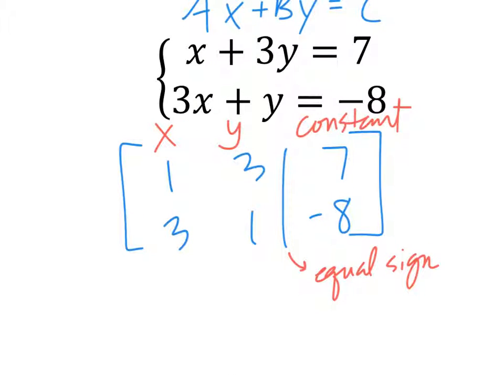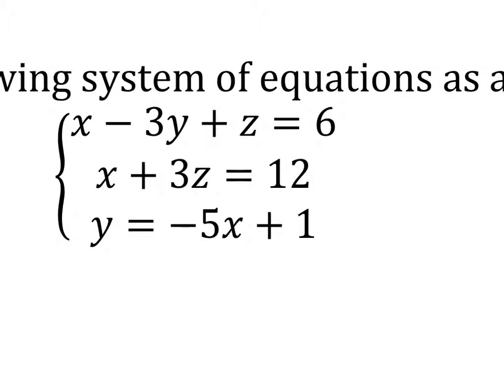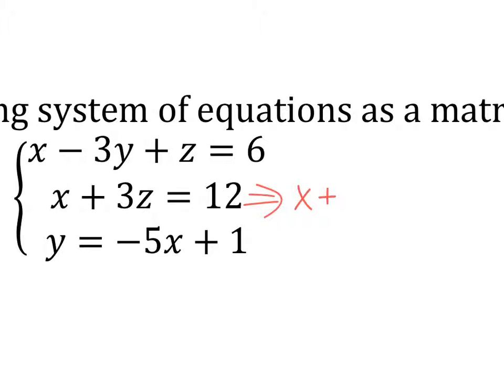Did you guys finish copying yet? Okay, so you're going to practice. This time you have 3 variables, x, y, z, but put it in standard form: x, y, z equals constant. And then rewrite this as a whole one big matrix. All right, let's double check. So the first equation is already in the correct form. Second one is. Now, if you're thinking, where is the y? There is no y. So then that means it's x plus 0y plus 3z equals 12. So then when you put it in the matrix, please make sure you put a 0.